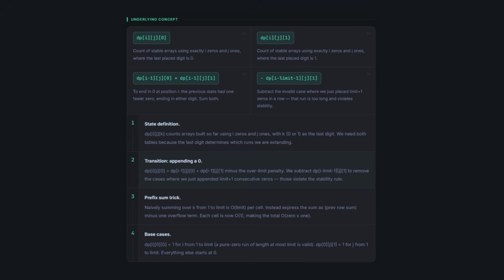Now let's understand the transition. To end in 0 at position i, we must append a 0 to a sequence that previously used 1 fewer 0. That previous sequence could have ended in either 0 or 1. So we add dp[i-1][j][0] plus dp[i-1][j][1]. However, there is a special invalid case we must subtract. If we accidentally create limit plus 1 zeros in a row, that violates the stability rule.